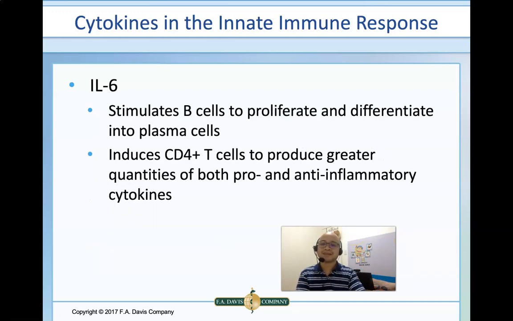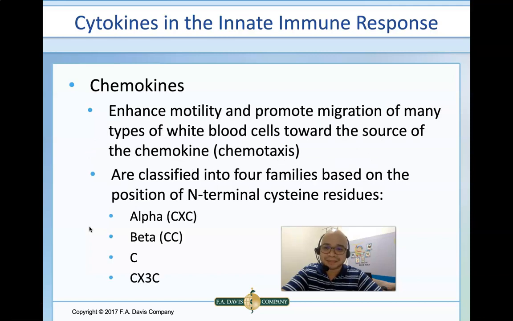Interleukin 6 stimulates B cells to proliferate and differentiate into plasma cells. It will induce CD4 positive T cells to produce greater quantities of both pro- and anti-inflammatory cytokines. In our previous discussion, we identified CD4 positive cells as the T helper cells. And as we all know, plasma cells are the ones responsible for the production of antibodies.